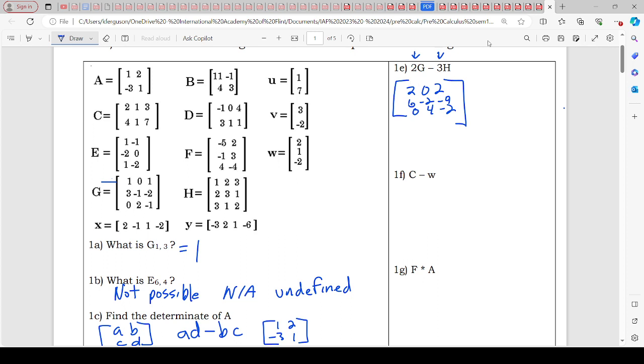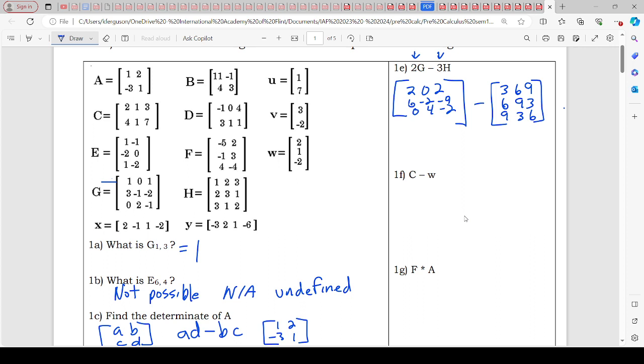So that's 2G minus, and then I got, you know what? We could do it a different way. Let's say we're going to multiply -3 times everything. Or is that too confusing? Okay, let's just do regular, please. So now I got to do 3H. So 3 times everything in H. So that's 3, 6, 9, 6, 9, 3, 9, 3, 6.